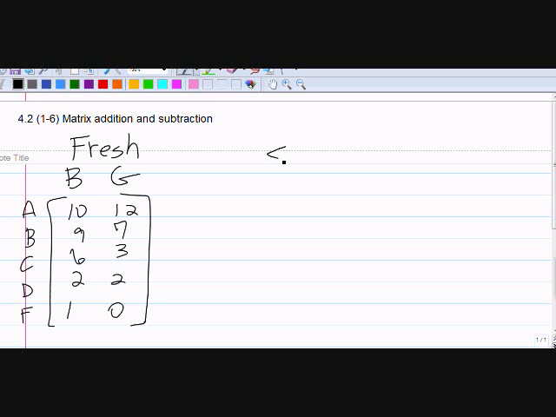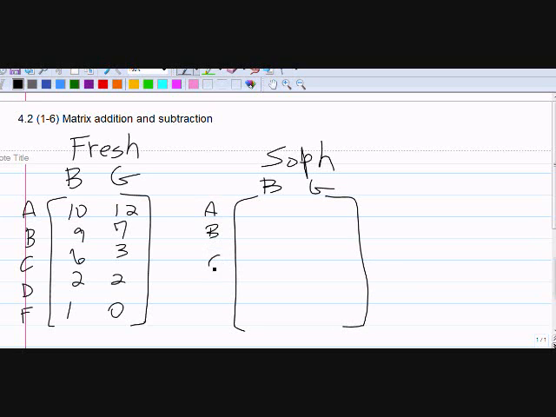And here are the sophomores, boys and girls. The same kind of thing. A, B, C, D, F. The girls, of course, always getting more A's than the boys.